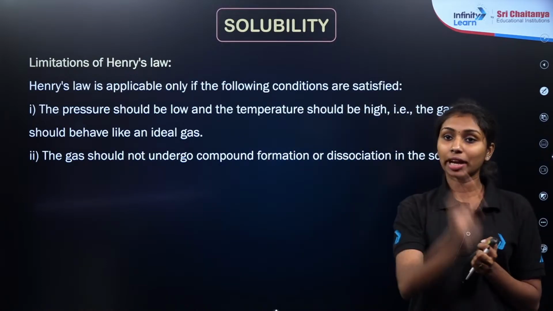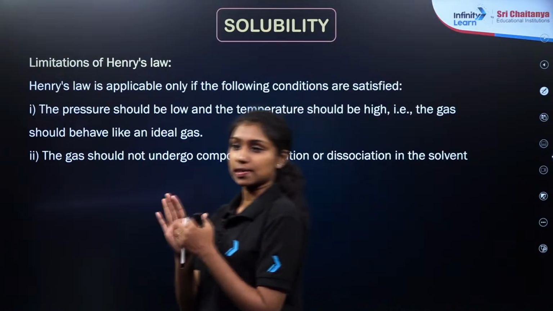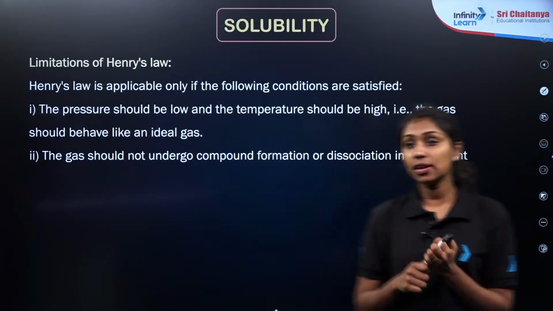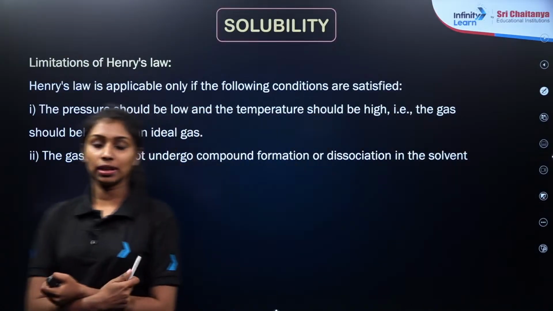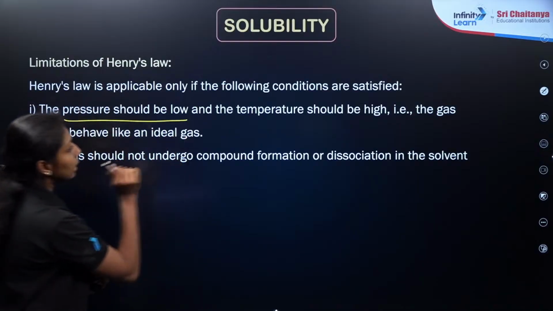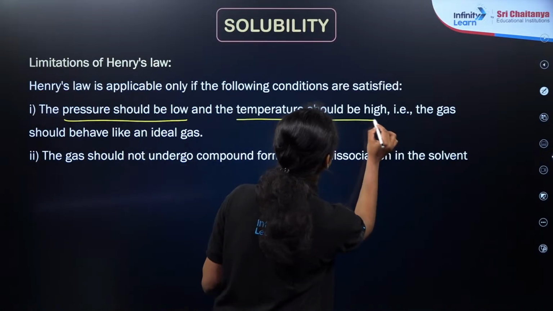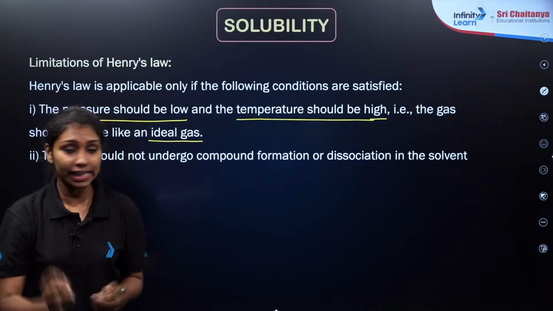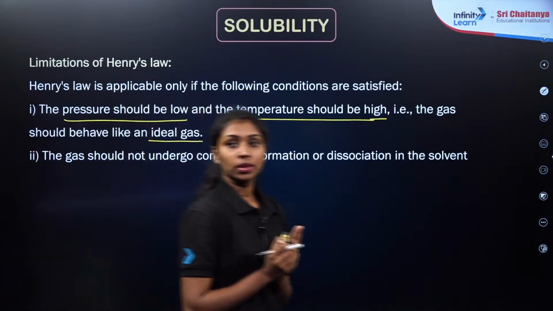Okay. Now let us talk about the limitations of Henry's law. We have already seen the applications of Henry's law, right? We have seen many real life examples to explain Henry's law. Still, it has some limitations. What are they? The main condition is that the pressure should be low and the temperature should be high. Then only it works under Henry's law, right? Which means the gas should behave as an ideal gas at low pressure and high temperature. Clear?